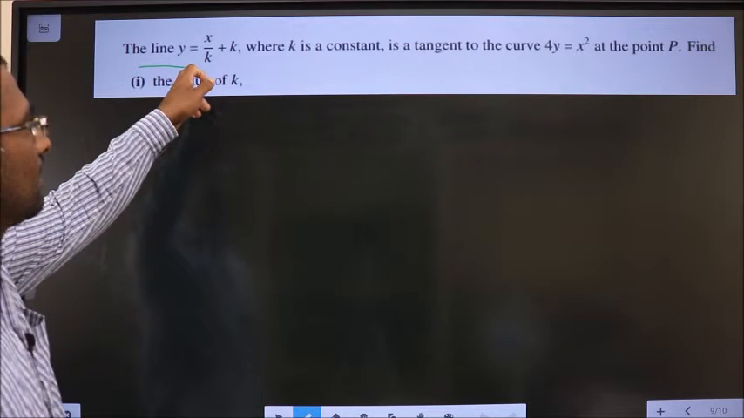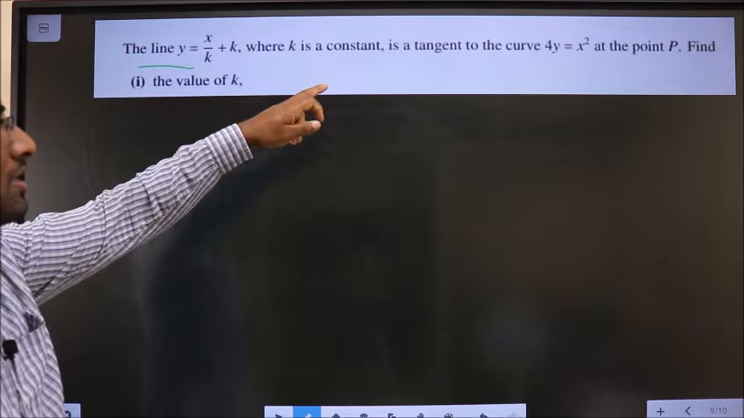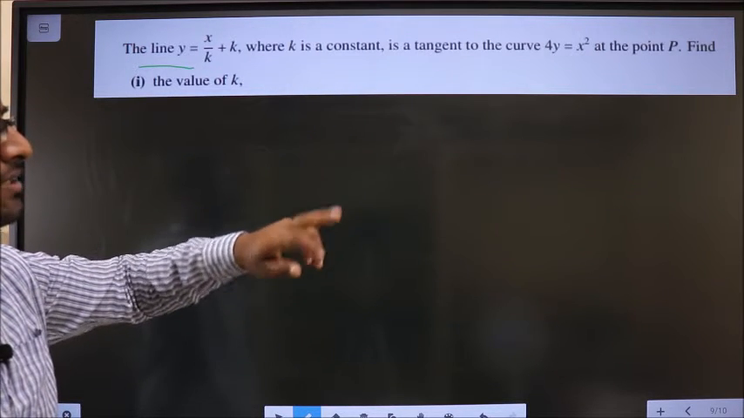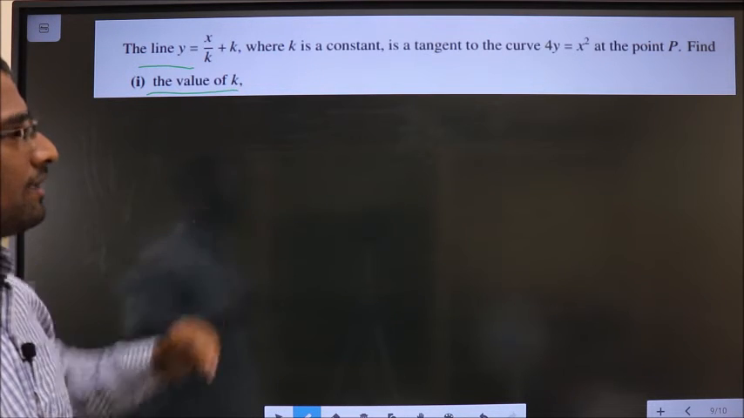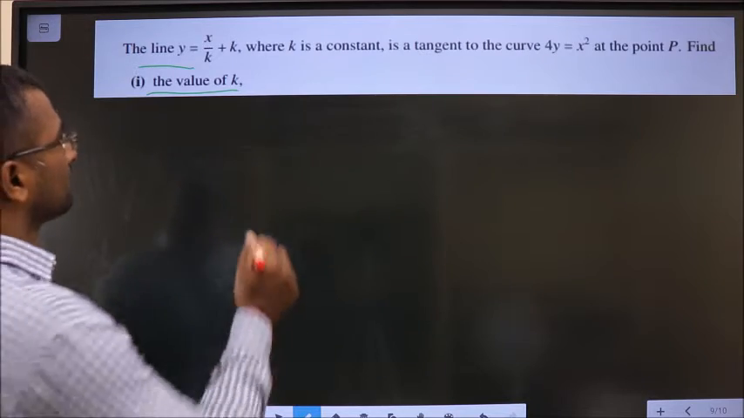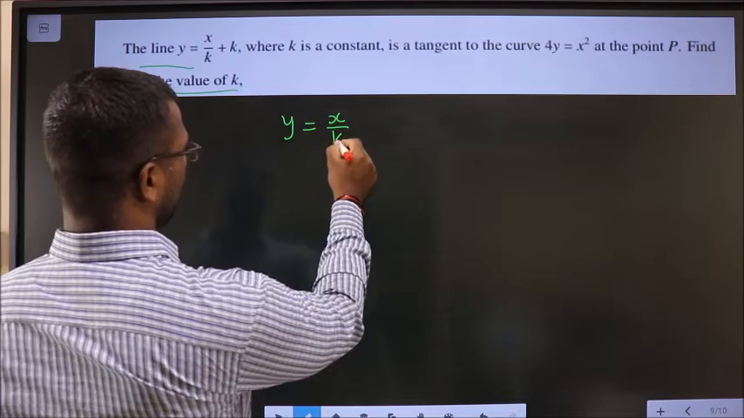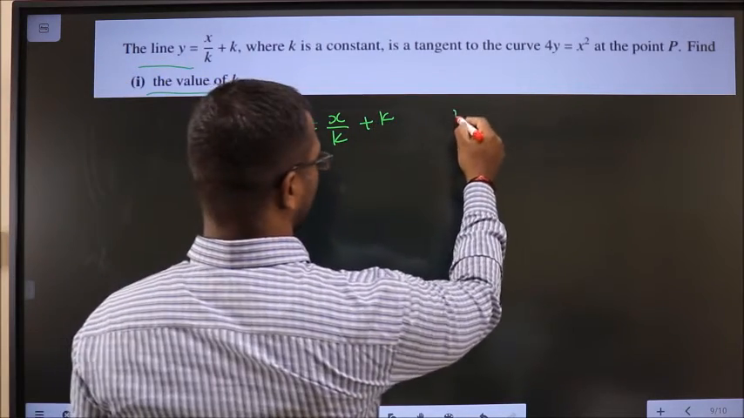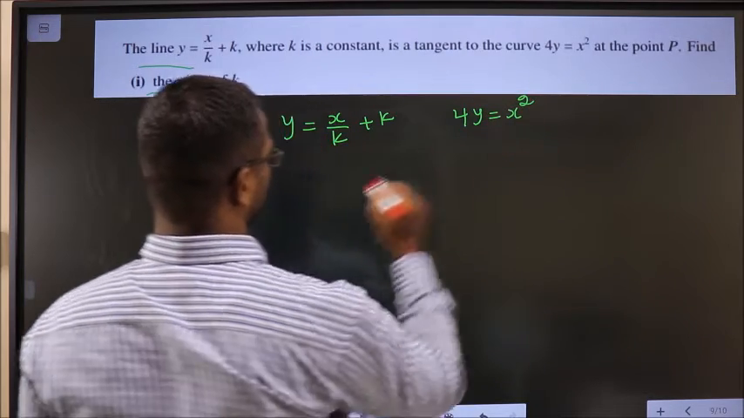The line y equal to x by k plus k, where k is a constant, is a tangent to the curve 4y equal to x square at the point P. Find the value of k. Given equations are line y equal to x by k plus k and the curve equation 4y is equal to x square.